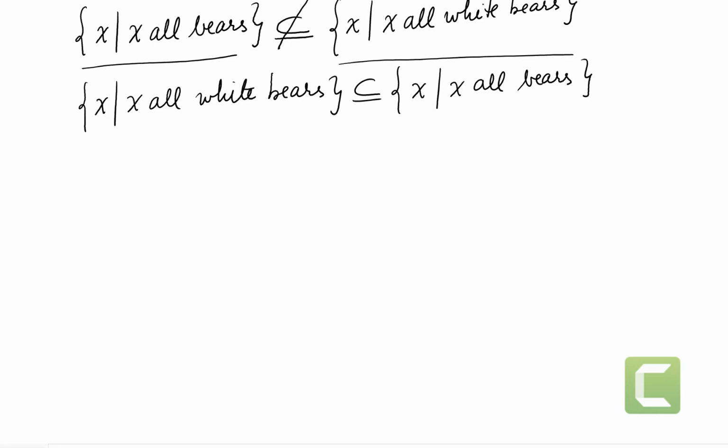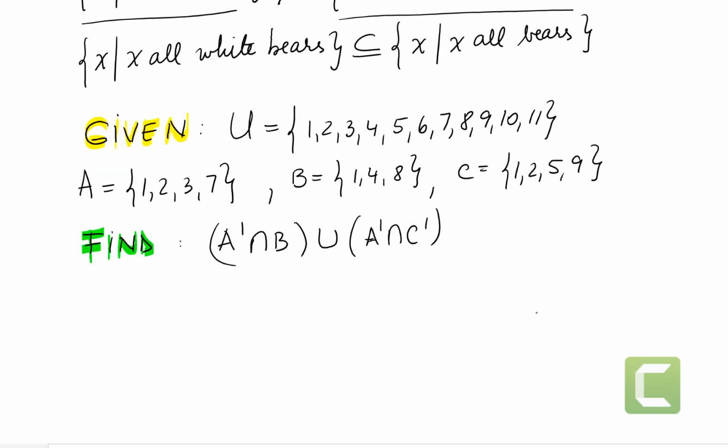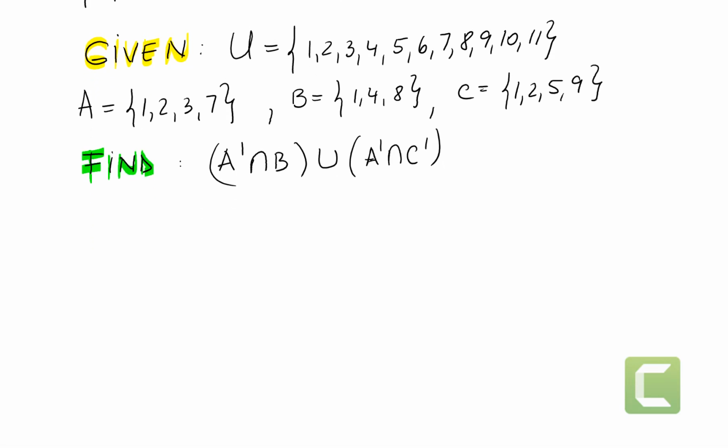So let's solve one problem. Let's say we're given the universal set to be 1, 2, 3, 4, 5, 6, 7, 8, 9, 10, 11. Sometimes we can also write this as U equals 1, 2, 3, dot, dot, dot, and 11, and that means all the numbers. Because if you have terms up to 100, you don't want to spend too much time writing just the terms. So the universal set is given.